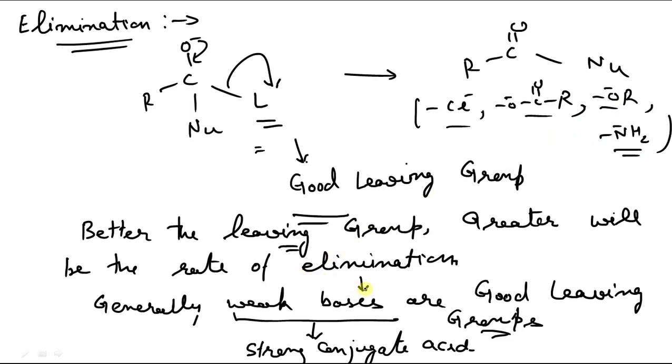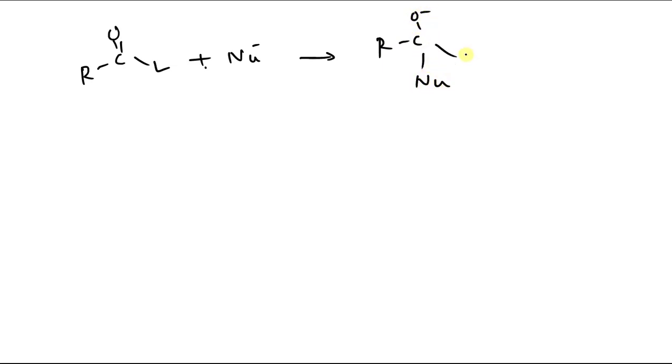Now let us compare it with aldehydes and ketones. Now let us see RC double bond OL. This is a carboxylic acid derivative plus nucleophile. Overall what has occurred? The first step is the same, but in the second step this occurs. RC double bond OL plus nucleophile. So this is the overall reaction.